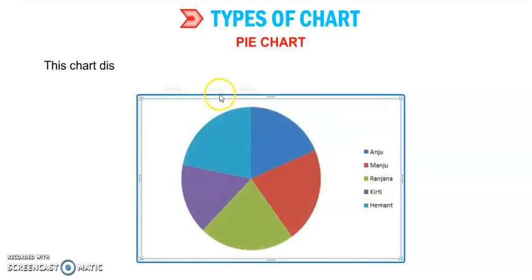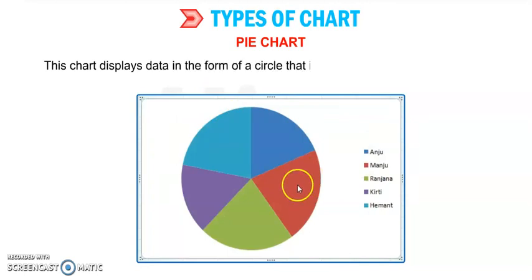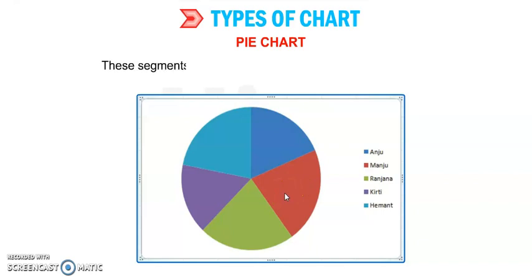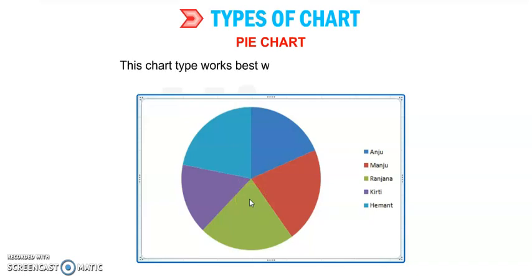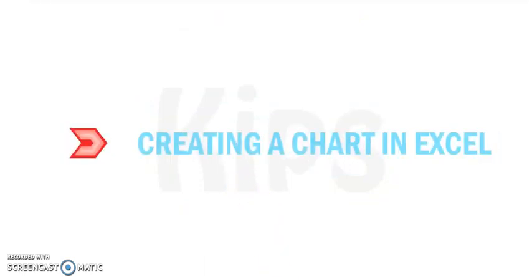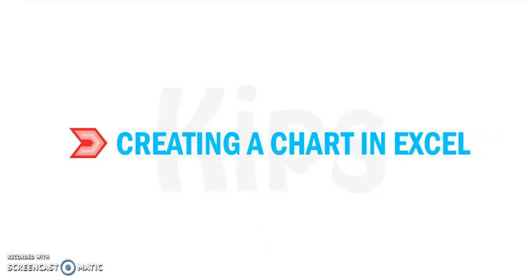Next type of chart is pie chart. This chart displays data in the form of a circle that is divided into a series of segments. These segments show the relative size of each item in the chart. It always shows only one data series and is useful when you want to emphasize a significant element. This chart type works best with a smaller number of values because it can show only one data series.